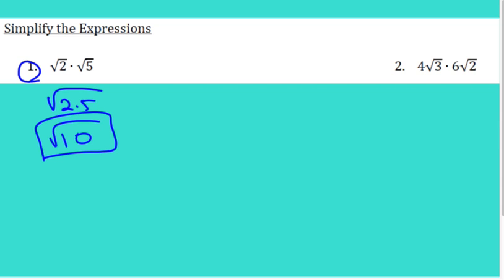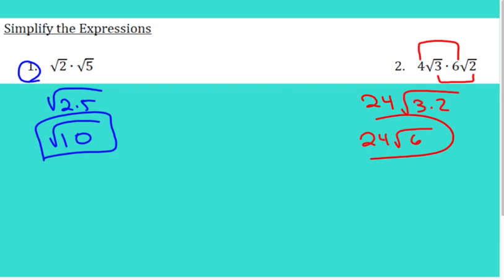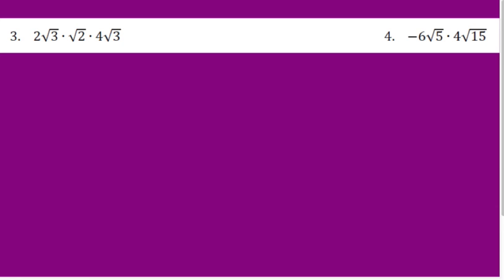There's my winner. Number 2, I multiply what's on the outside, so 4 times 6, that's going to give me 24. I then multiply what's underneath the square root together, so I get 24 square root of 6. There's my answer. I cannot simplify the square root, and I couldn't do it on number 1 either.